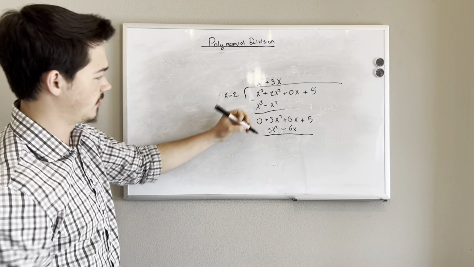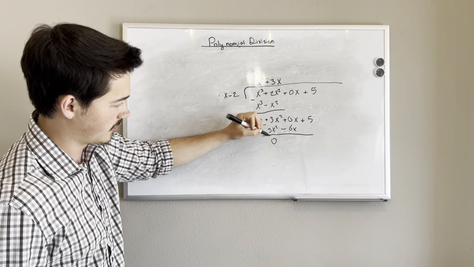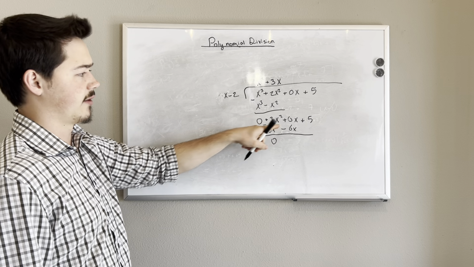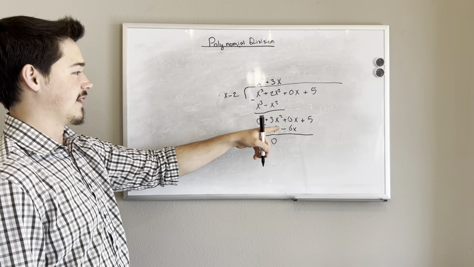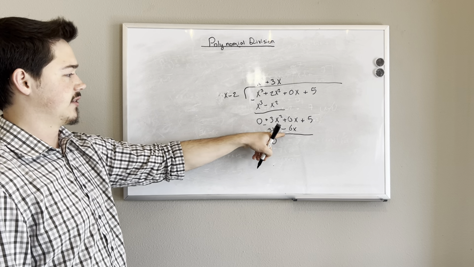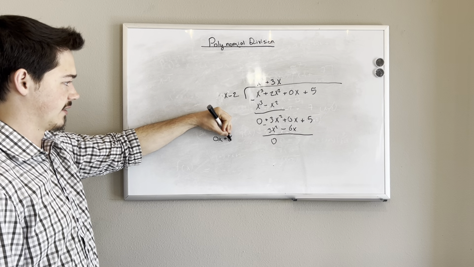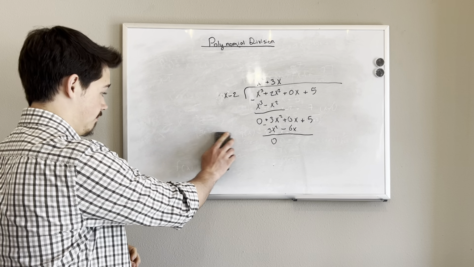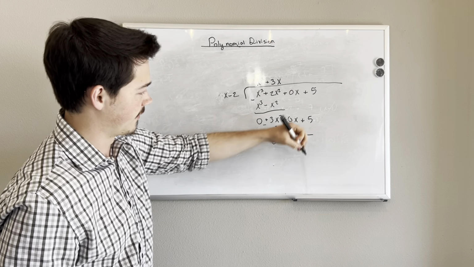Again, we're subtracting these two terms. That gives us 3x squared minus 3x squared is 0. 0x, I wrote that here for this step specifically, so that we could see this more easily. We have 0x minus negative 7x, which is the same as 0x plus 6x. And that just gives us positive 6x. And 5 comes down.